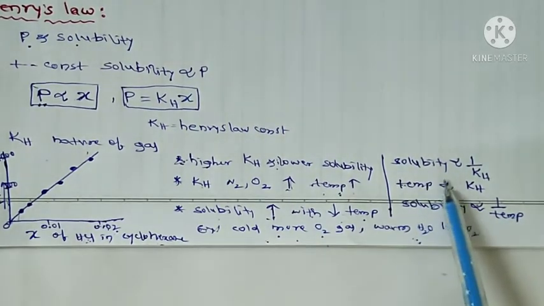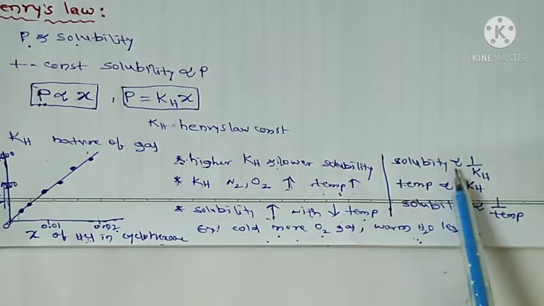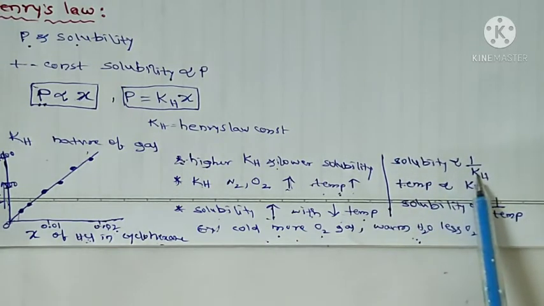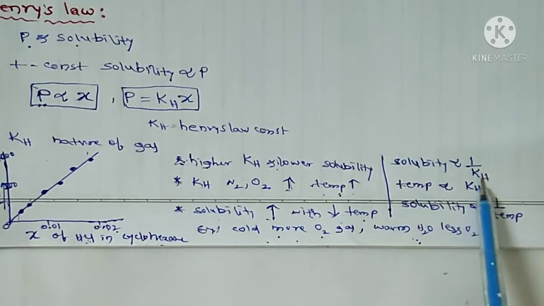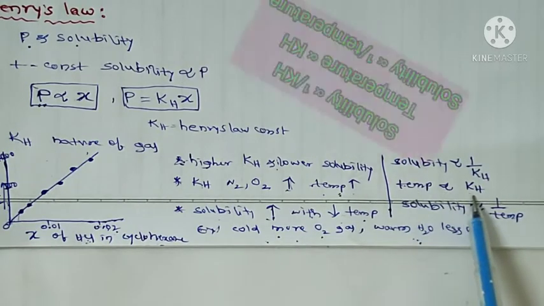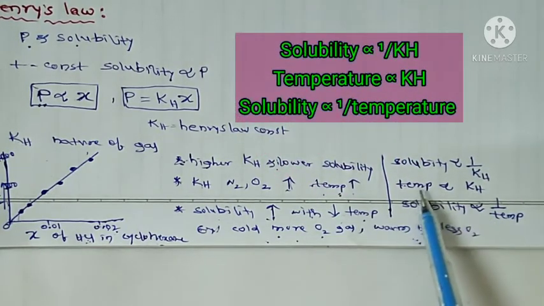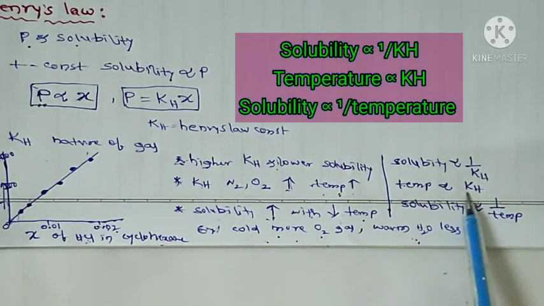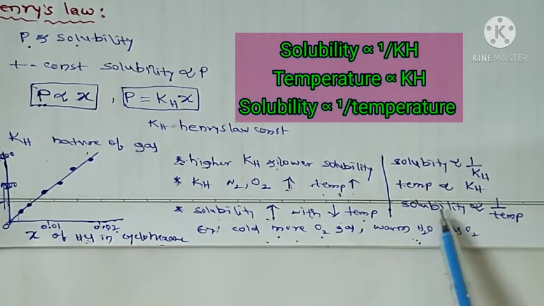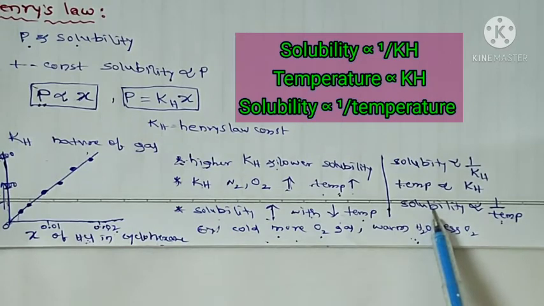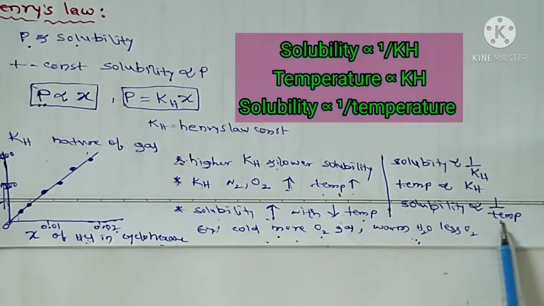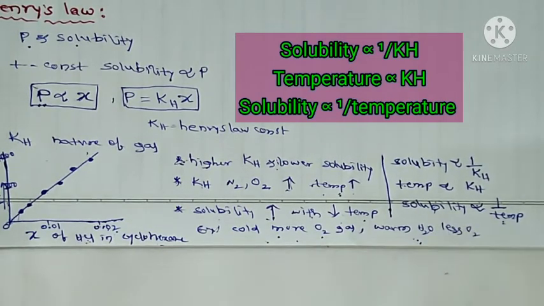So there are three relationships. Solubility is inversely proportional to kh. If kh is more, the solubility will be less. If solubility is more, the kh will be less. And temperature is directly proportional to kh. If temperature is more, the kh will also be more. And solubility is inversely proportional to temperature. If temperature is less, the solubility will be more. If the temperature is more, the solubility will be less.